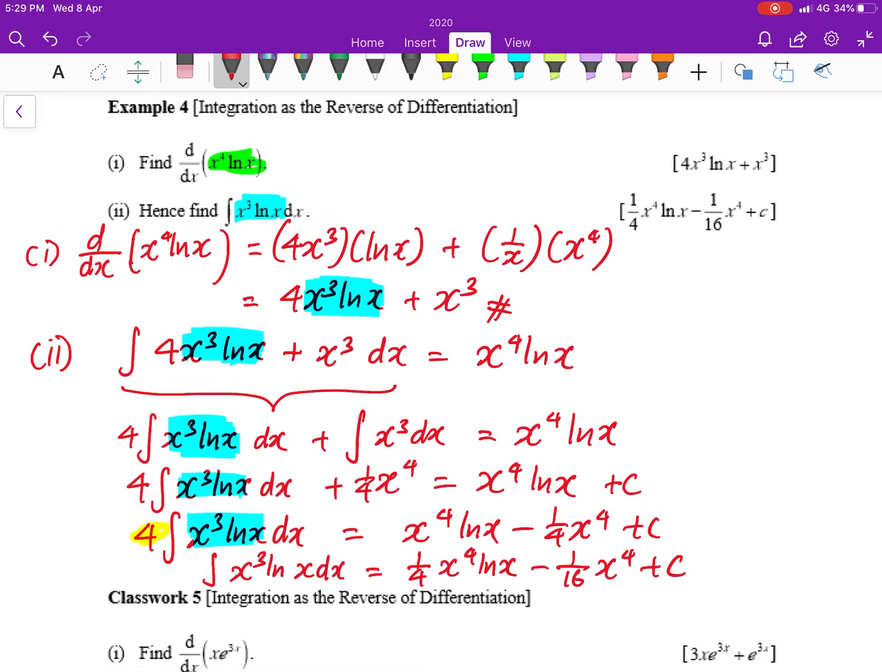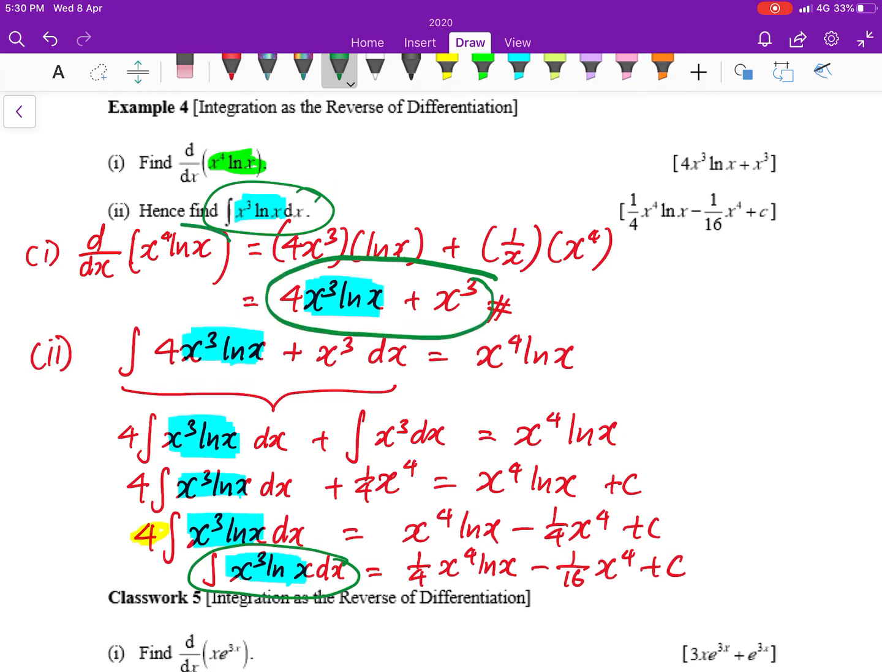Okay, I will stop here for you to digest. If you need, just stop the video, watch it again. So remember, stay focused. Stay focused on this portion. Am I finding the correct answer? Yes, I'm finding the correct integration of x cubed ln x. And how do I do that? I integrated this so that I can get back the original.